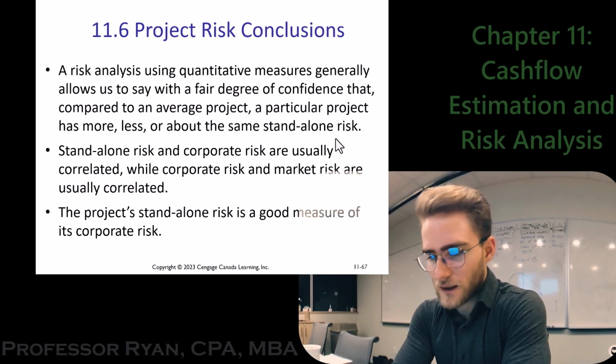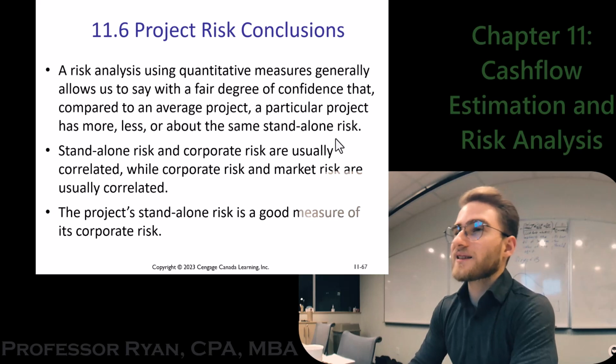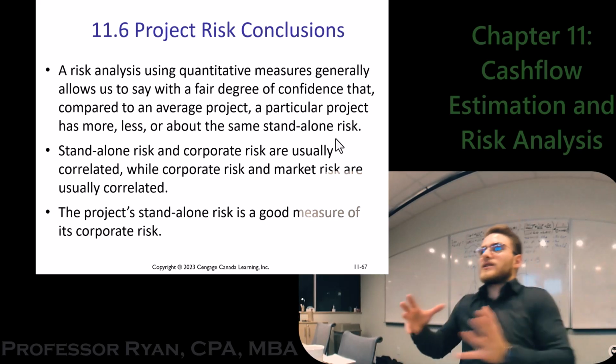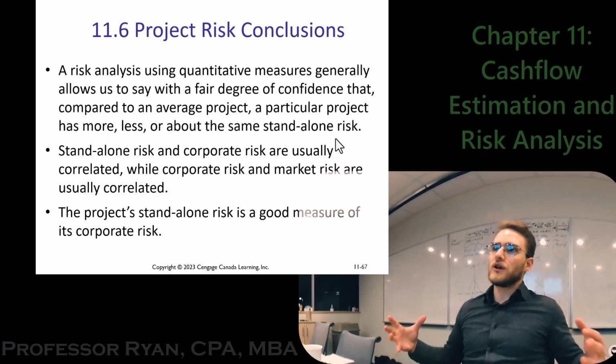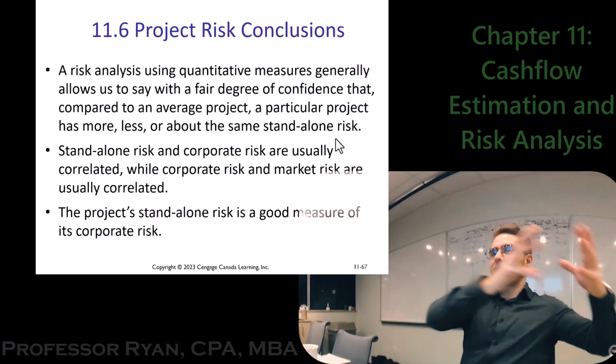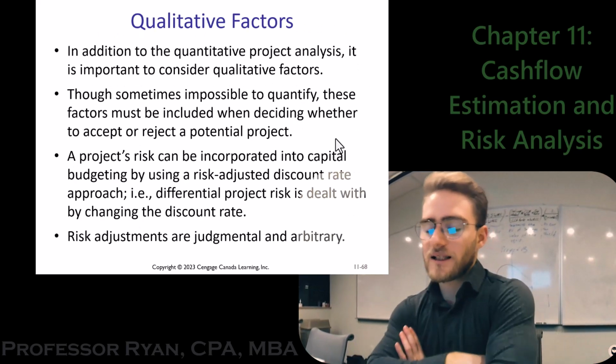So with a project, standalone risk is a good measure of corporate risk in most cases, because all a corporation is, is just a portfolio of projects, right? Because projects are how we execute organizational strategy, right? So if I'm looking at my corporation's risk, it's usually just the average risk across all my projects, right? And if they're going to be successful.